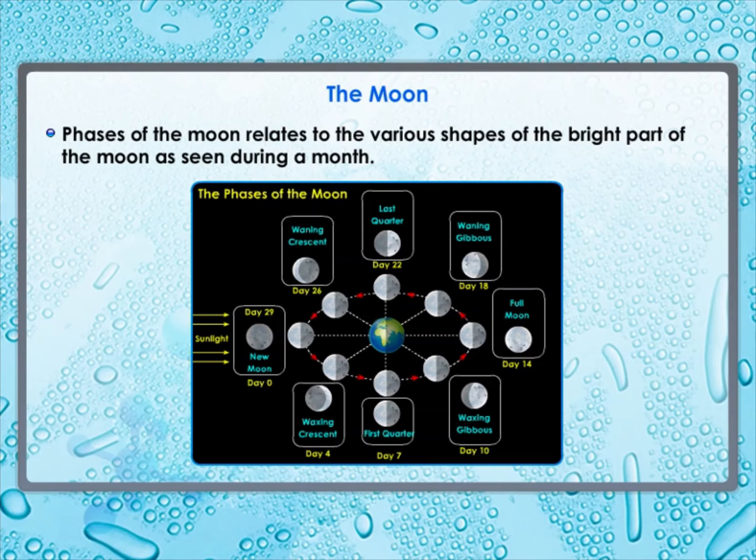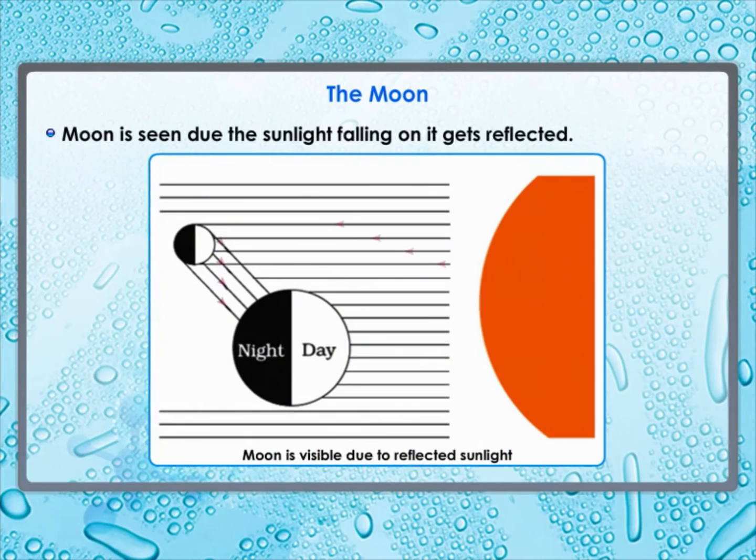The next day, only a small portion of the moon appears in the sky. This is known as the crescent moon. Then again, the moon grows larger every day. On the 15th day, once again, we get a full view of the moon. The various shapes of the bright part of the moon as seen during a month are called phases of the moon. Let us try to understand why phases of the moon occur.